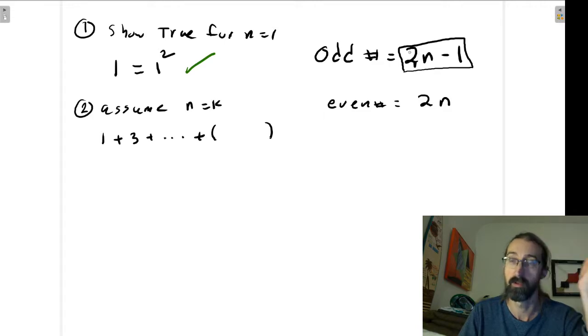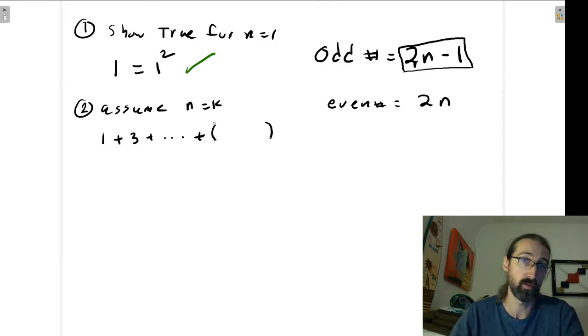So odd numbers are 2n minus 1. Even numbers are 2n. So my next odd number here is going to be 2k minus 1. And I'm going to assume, let me not use k, let me use n, just because it's easier. 2n minus 1, and that's equal to n squared. That's what I'm assuming, okay?